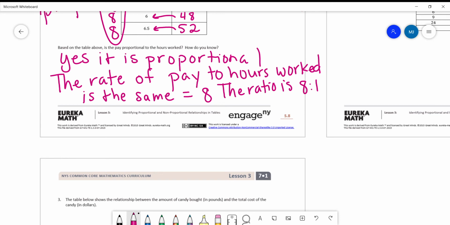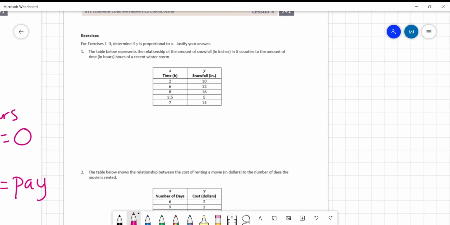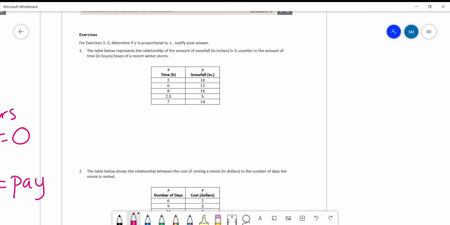Let's move over to exercise 1. So for exercise 1 through 3, determine if y is proportional to x and justify your answer. The table below represents the relationship of the amount of snowfall in inches in 5 counties to the amount of time in hours of a recent winter storm. So basically what we're trying to see is, did it snow at the same rate for those particular hours? Or was it heavier at one point and slower at another point?